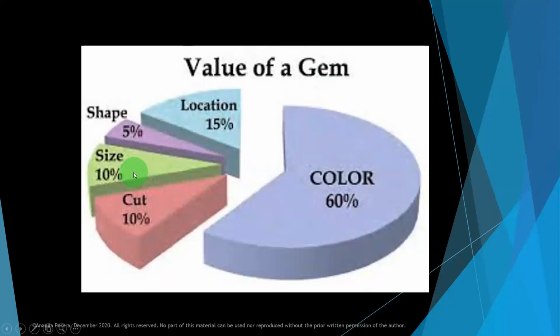Then the size of the gem: 1 carat, 2 carat, 3 carat, 5 carat. If it is a little bit bigger, then the price goes up another 10% for the size. So the size of the stone gives another value to the stone. Cut. A perfect cut adds another 10% to the value of the stone. Then see, 15 plus 5, 20, 30, 40. 40% goes to these things: location, shape, size, and cut. The color alone gives 60%.